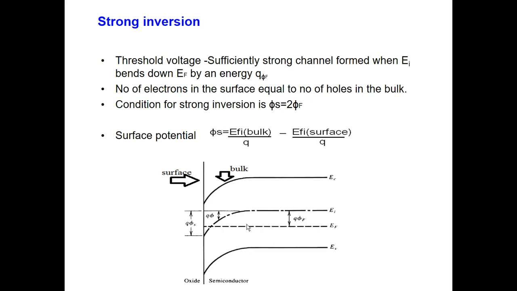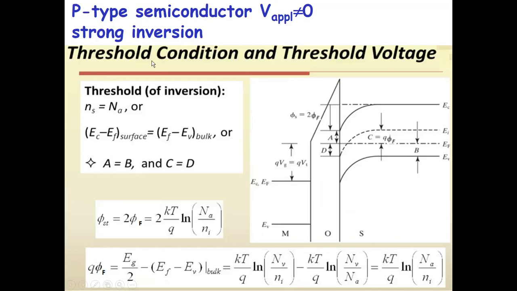So we can say that the surface is inverted whenever phi s is larger than phi f, but a true n-type conducting channel is formed when phi s is equal to 2 phi f. So that is the condition for a true n-channel formation. So this is called strong inversion. At strong inversion, the condition is phi s equal to 2 phi f, and the voltage required for the strong inversion is defined as the threshold voltage, and this phi s should be equal to 2 kT by Q log of Na by Ni, or we can also write Q phi f is equal to kT by Q log of Na by Ni.